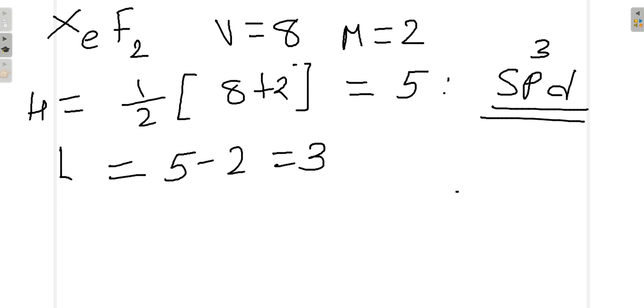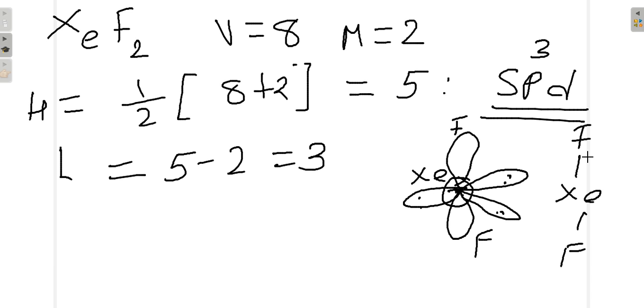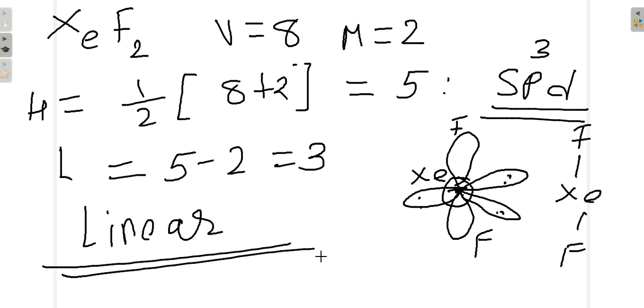All these 3 lone pairs will go in a triangle. So one atom of F will be above, one atom of F will be below, and obviously the center is xenon. So the molecule will be obviously linear, with a bond angle of obviously 180 degrees.